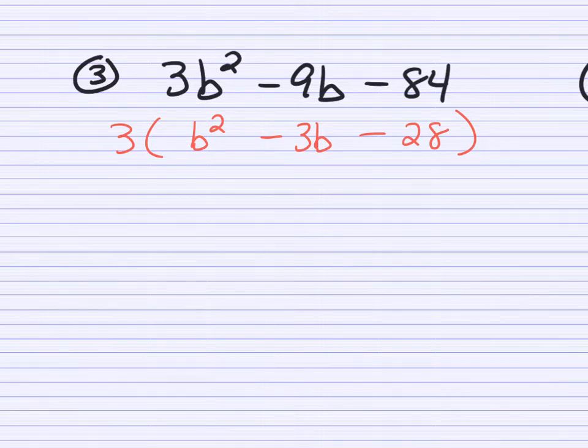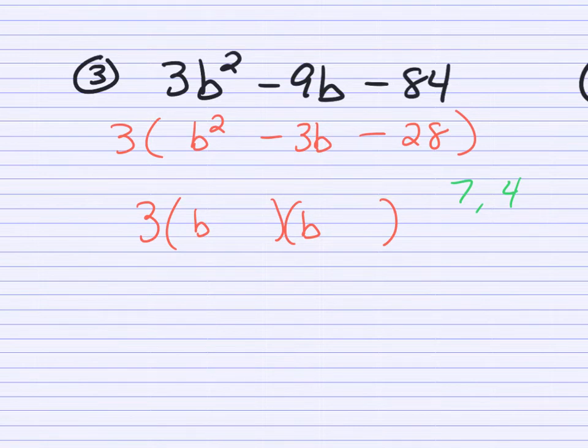And if you look inside the parentheses, it looks just like problem number 1, so we can solve it the same way. But I have to keep that 3 on the outside, and I'm going to go ahead and set up my two binomials. Now I need two numbers that multiply to give me negative 28, and they combine to give me negative 3. Now to get a negative 28, I need a positive number times a negative number. And I'm going to say 7 and 4. Now, when I do 7 and 4, I need one of them to be negative and one to be positive.